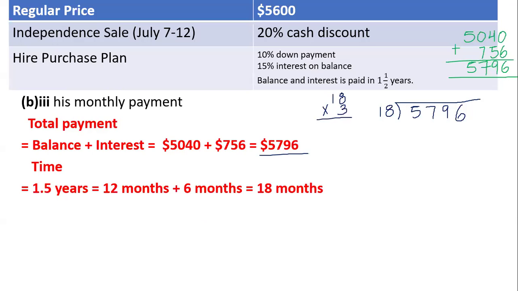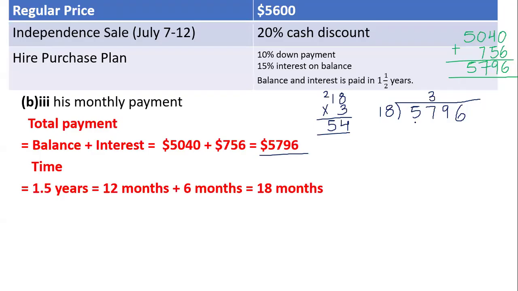Three times 8 is 24. Very good. Put the 4 down, put the 2 up. 3 times 1 is 3. 3 plus 2 is 5. So that means that 18 into 57 goes 3 times.